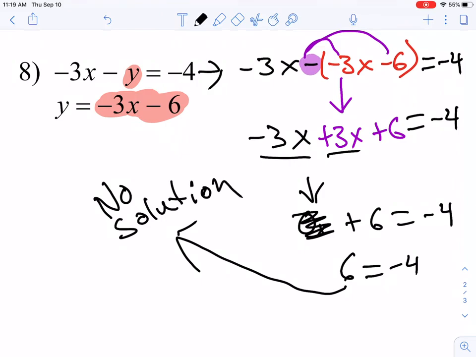If our x's disappear and we get a statement that makes sense, like 2 equals 2 or 6 equals 6, then we have all real numbers. Any number we plug in will work. But if x disappears and it's not a true statement, then we have no solution. And this on a graph would actually be parallel lines.